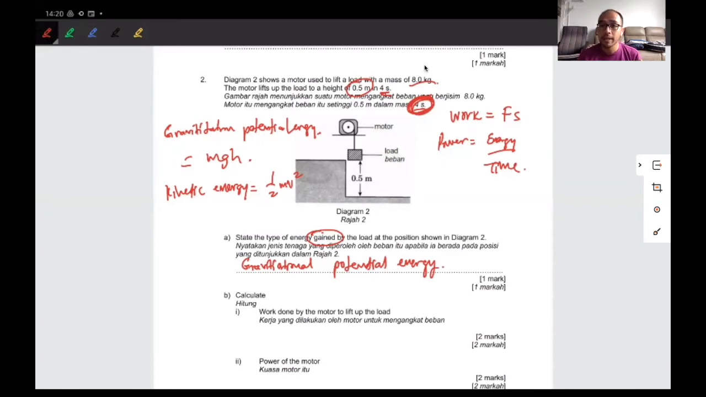But it is good to add the word gravitational, because there are 2 kinds of potential energy. One is elastic potential energy and one is gravitational potential energy.